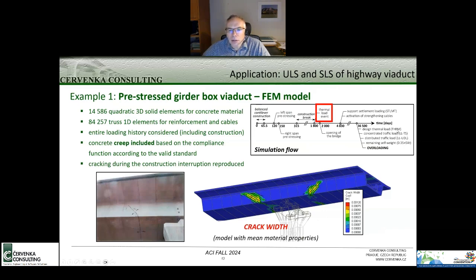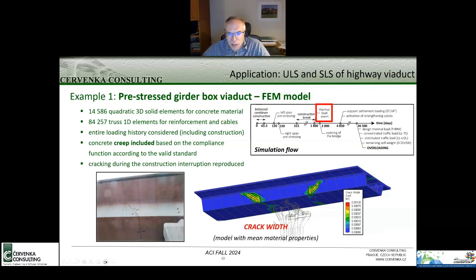quite a detailed construction process was taken into account, starting with the balanced cantilever construction and pre-stressing of the two spans. There was a large construction break due to some administrative problems. In this construction break, it was identified that some thermal events during this period, when the bridge was still not yet completed, caused the development of these cracks.